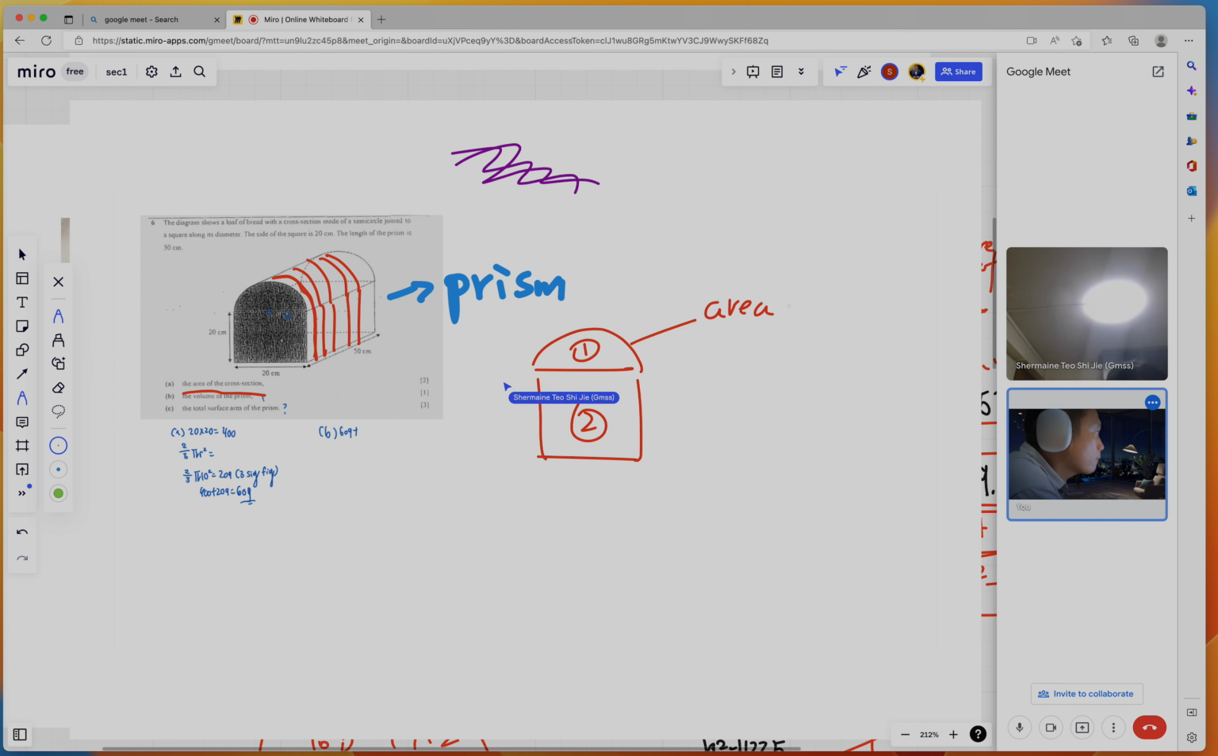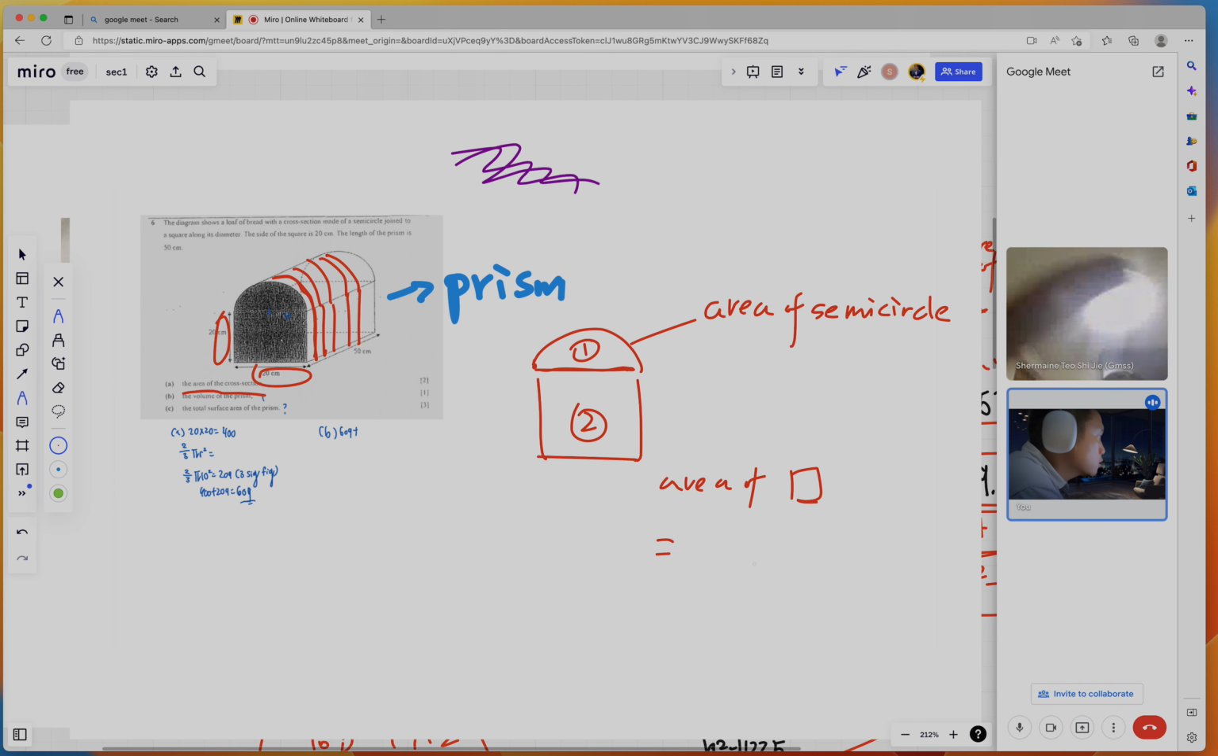So what is figure 1? Figure 1 is the area of what? Semicircle. Very good, semicircle. Then figure 2, square. Okay. So you need to do it one by one. I think the square is pretty easy because it's 20, 20. So it's just 20 times 20. So it's 400 cm squared.